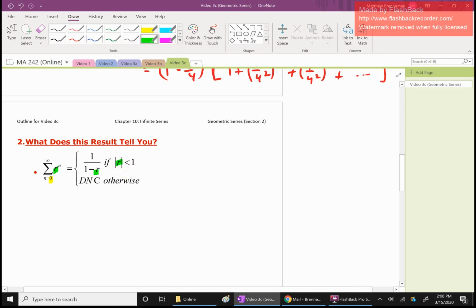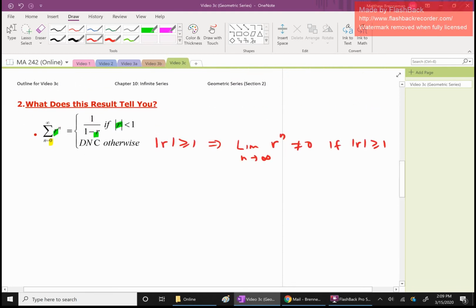And if the absolute value of the base is greater than or equal to 1, that's what otherwise means, right? This does not converge. And you can kind of see why that's the case. If you take a number greater than 1 and raise it to a power and you keep on increasing the power, you're going to end up satisfying the test for non-convergence. Okay, so that's the issue here.